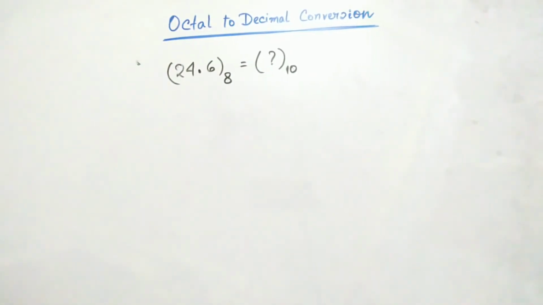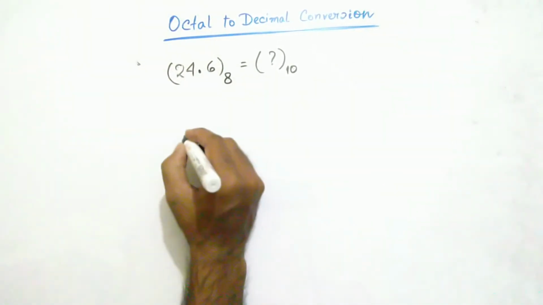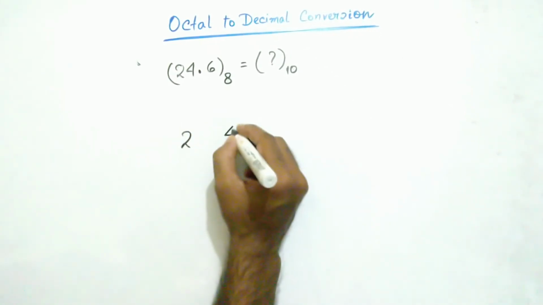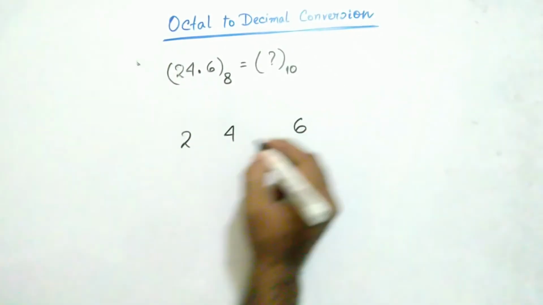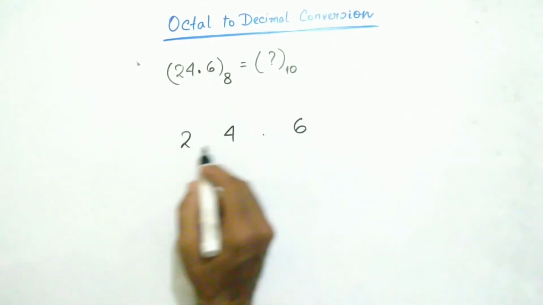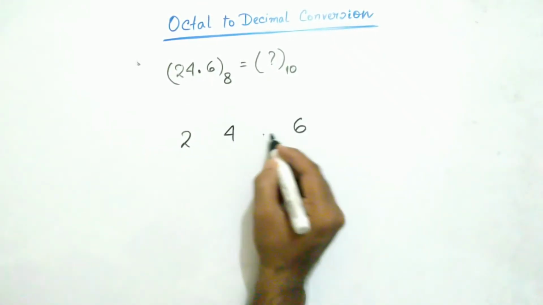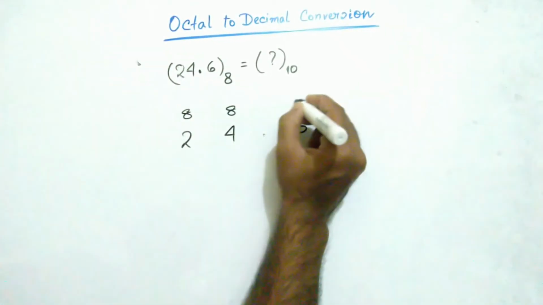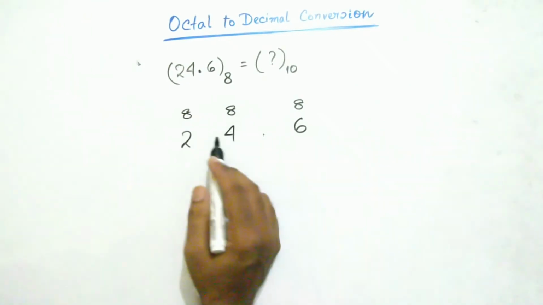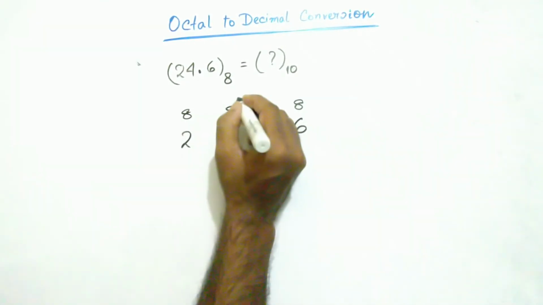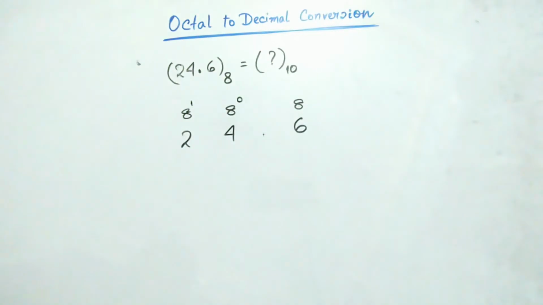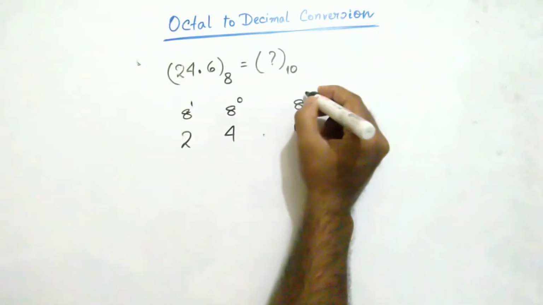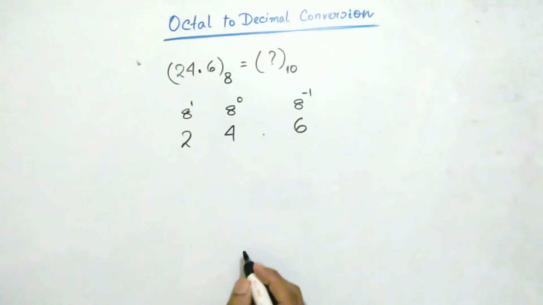So let's work out another example. We are given a number as 24.6. We are going to write down the digits: the digits on the left part of the octal point, and the digits on the right part of the octal point. Since the representation is in octal, we are going to write 8, the base of the octal, and for the left part we fill the positional weight with 0 and 1, and for the right part we have the negative positional weightage 8 to the power minus 1.